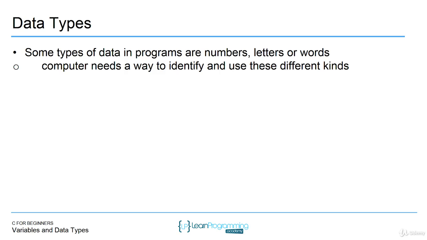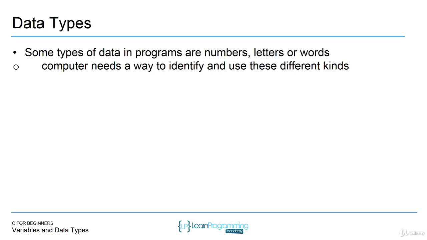So once we name the variables and we have a variable, well, what about the data that's associated with that variable? That's referred to as a data type. Some types of data in programs can be numbers, letters, or words, right? We just talked about how you can have 10 and 20 as values, and you can also have alphanumeric or strings or characters.